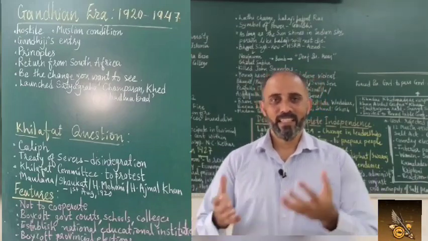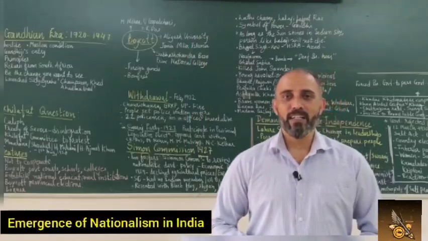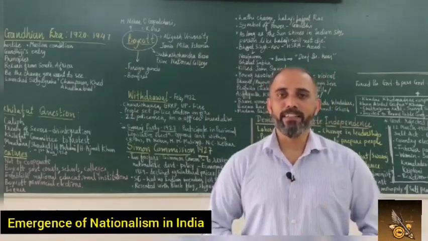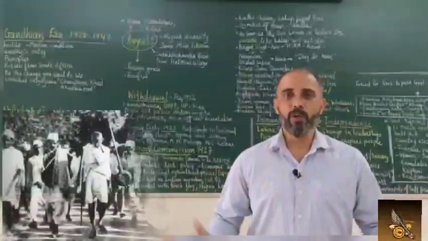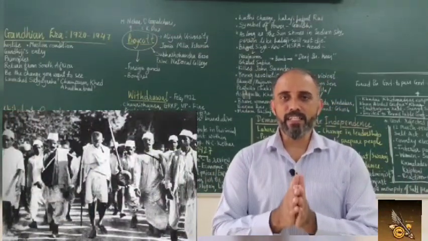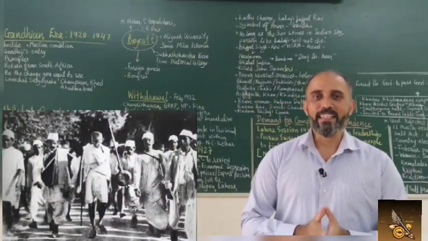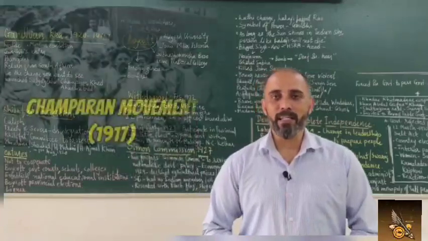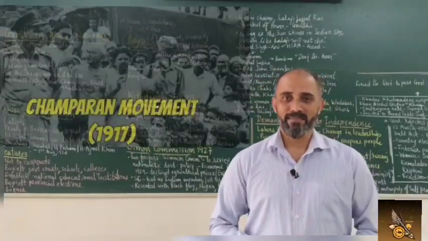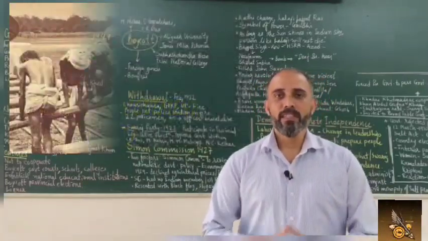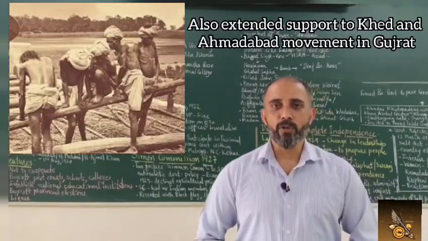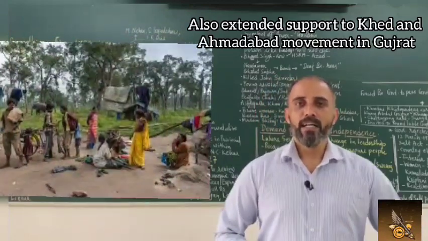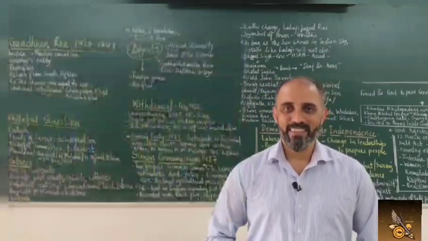When Gandhi returned from South Africa to India in the year 1915, he toured the whole of India. He studied the conditions in India, and then he decided to support the Champaran movement in Bihar. This was the movement of the peasants against the planters. He also extended his support to the Kheda and Ahmedabad movements in Gujarat.